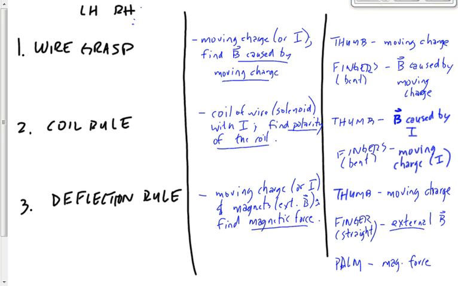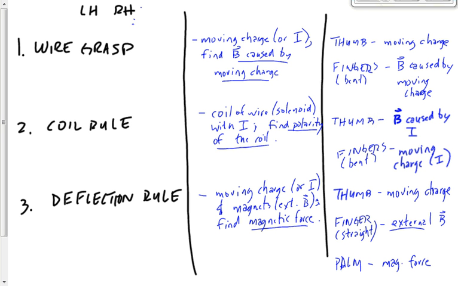So the first rule, the wire grasp rule, it's thumb, fingers, that's the way the magnetic field points. In the second rule, the coil rule, it's fingers, thumb, that's the way the magnetic field points. In the third rule, it's different, because in the third rule, we've got magnets now. We've got an external magnetic field. And we want to find not the direction of the field caused by the moving particle, but rather the direction of the force that's acting on the particle. Thumb, fingers, palm points in the direction of that force.